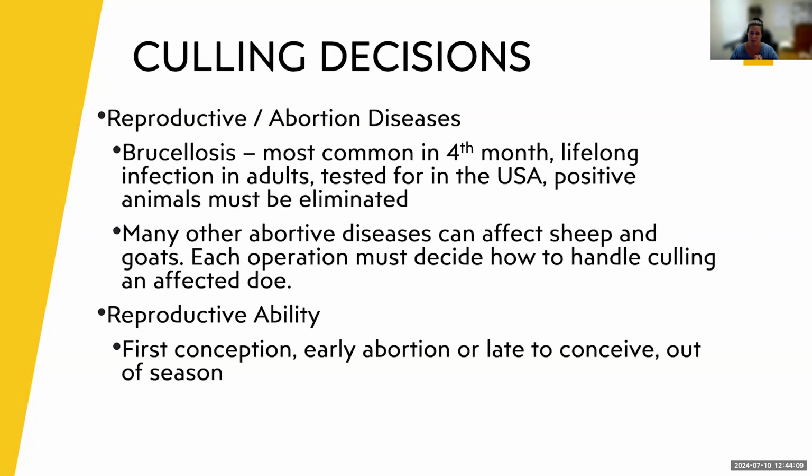Also, if you have animals that are breeding out of season and you like to have a close breeding season, you can cull based on that. You put them in with the buck or the ram for 3 to 6 weeks, and whatever isn't bred during that time period can be culled because they weren't able to conceive.